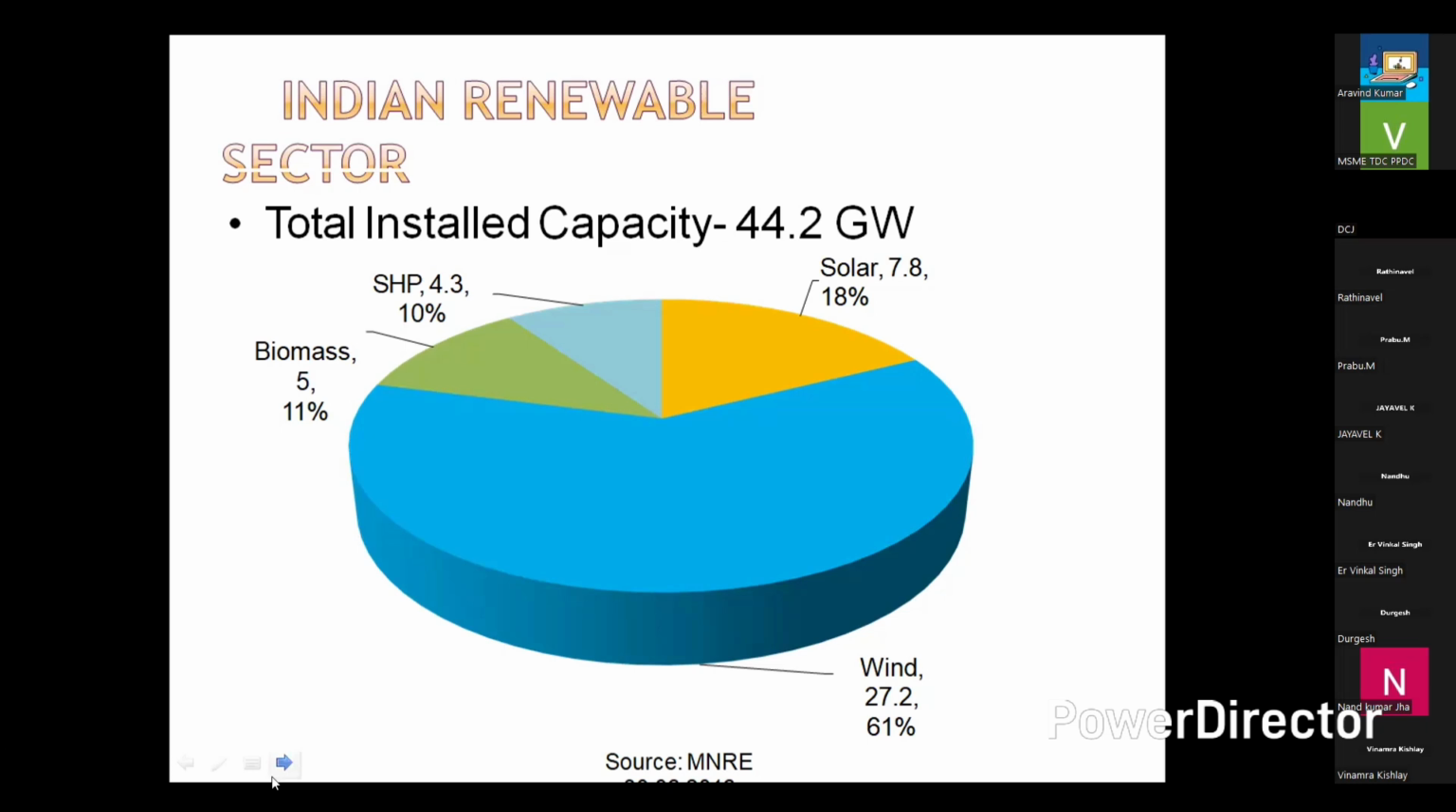Sir, I have one doubt. Yes, please. Sir, what is a gigawatt? How much is it? A gigawatt is 1,000 megawatts. 1,000 megawatts, that is one gigawatt.